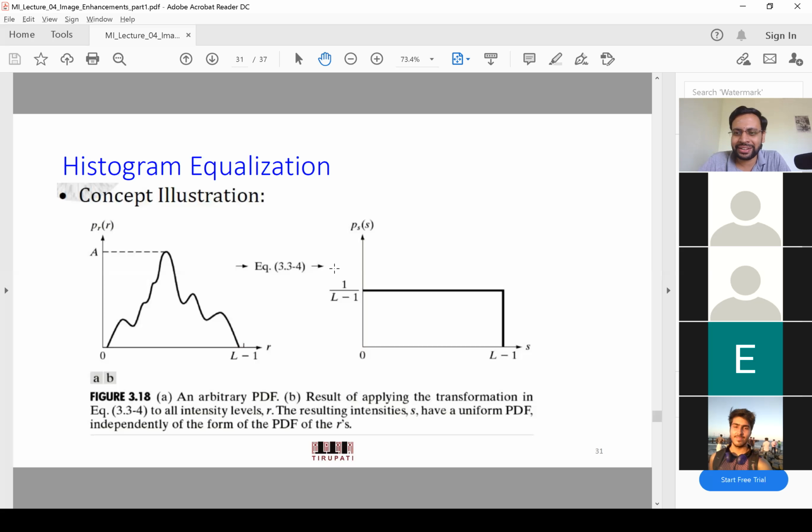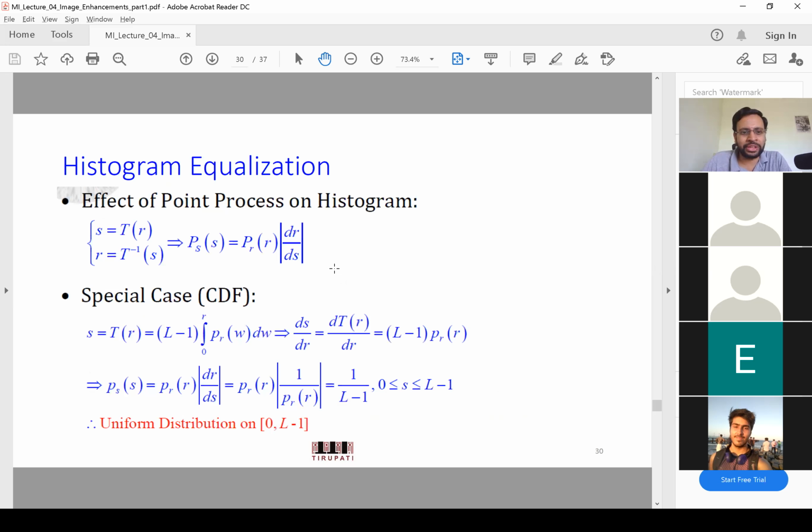No, sir. The CDF will range from 0 to 1, right? It will start initially from 0 and it will be a monotonic function, it won't decrease. At the last value, it will be equal to 1.